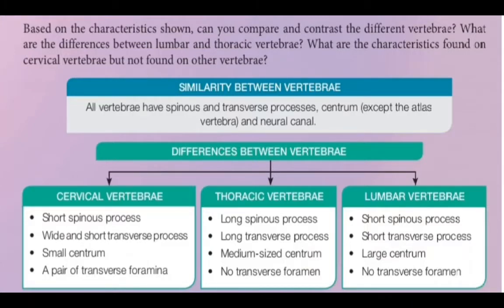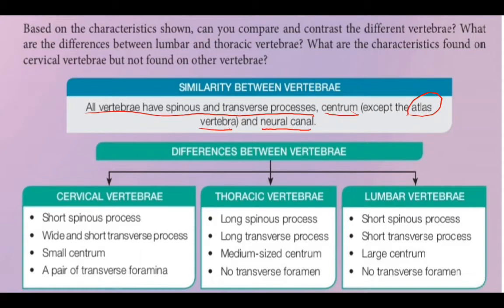So based on the characteristics shown, can you compare and contrast the different vertebrae? What are the differences between lumbar and thoracic vertebrae, and what are the characteristics found on cervical vertebrae but not found on other vertebrae? So we will go into the similarity and differences between vertebrae. Similarity: all vertebrae have spinous and transverse processes, have centrum except atlas vertebrae. Dia tiada centrum. And all vertebrae have neural canal.